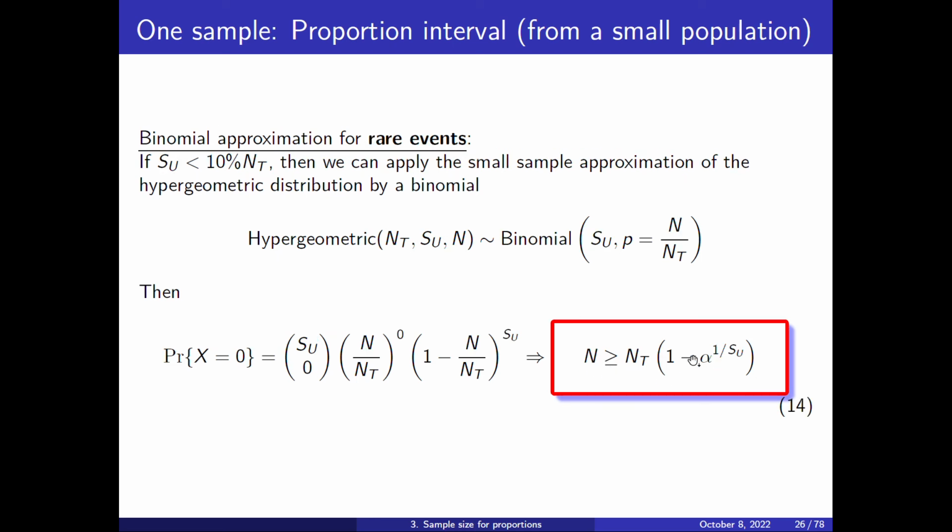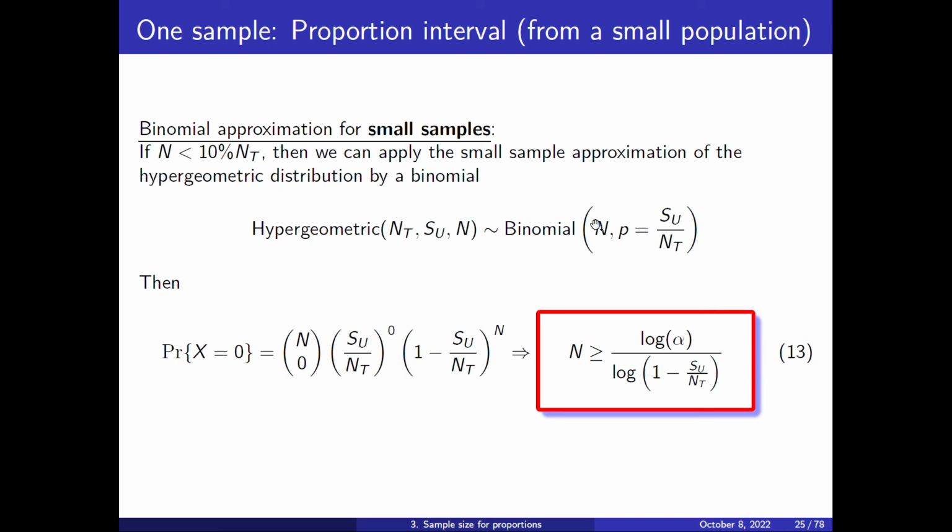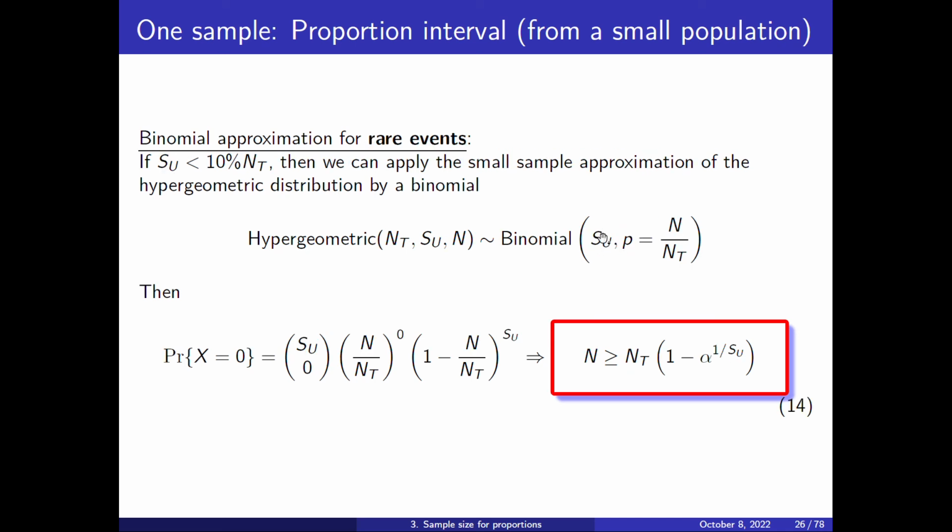And there is another approximation that is called the approximation for rare events. If the number of defects is smaller than 10% of the total, then the hypergeometric can be approximated by this. You can see that the approximation is different. This is n and then SU divided by NT. This is SU and then n divided by NT. But again, we have a binomial distribution, and we know how to compute the sample size for that. So it would be this one.